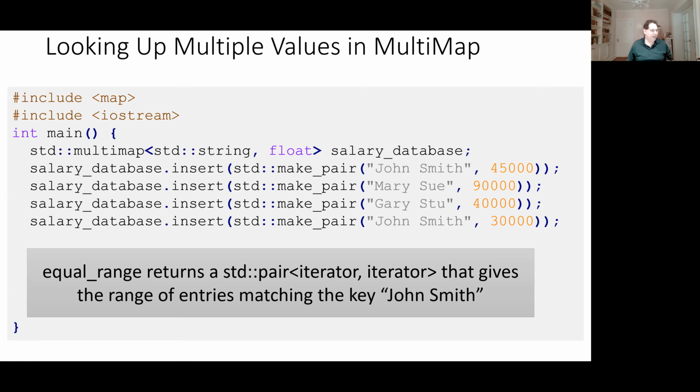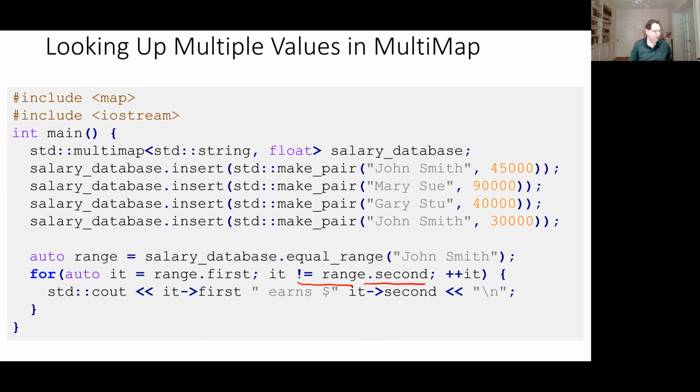If I read that documentation carefully, it says equal_range will return a pair of iterators, where the first one is the beginning of a range, and the second one is the end. And with iterators in C++, you always should stop before the end. The end is considered just past what you want. It's going to give us the range of entries that match the key John Smith. So this is the code I would write now to print out all of the John Smiths. Instead of calling find, I'm calling equal_range, still passing it a key.